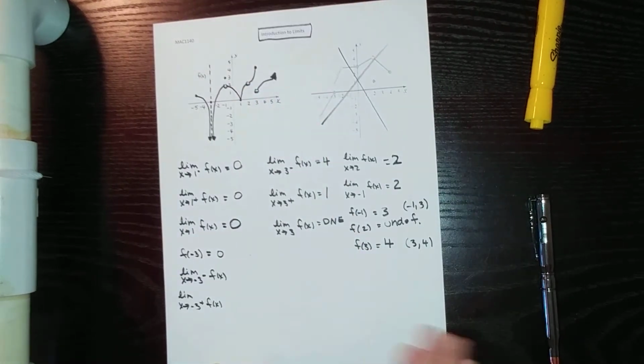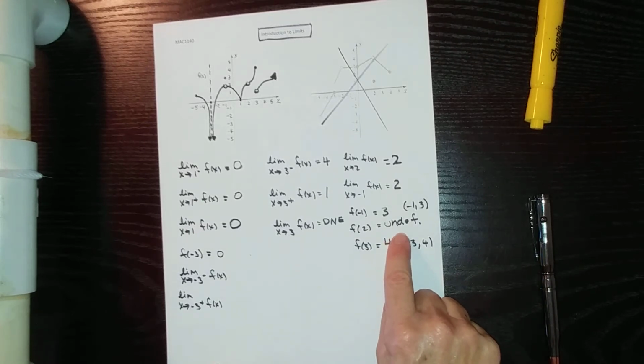So we see again that the limit as x approaches a value is not at all the same thing as what it's defined to be. It can be what it's defined to be, but it does not have to be. And it doesn't even have to be defined.